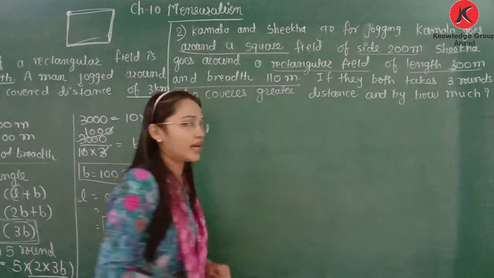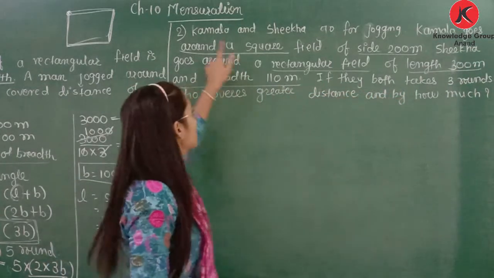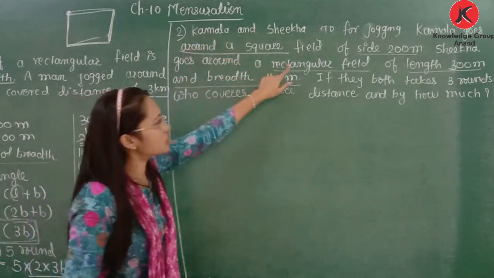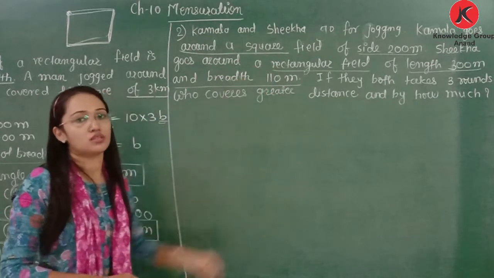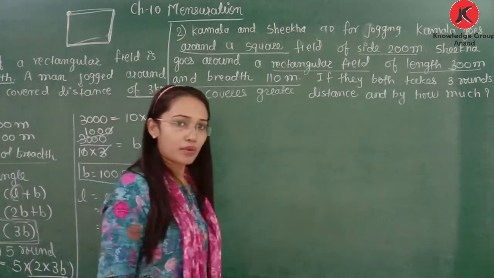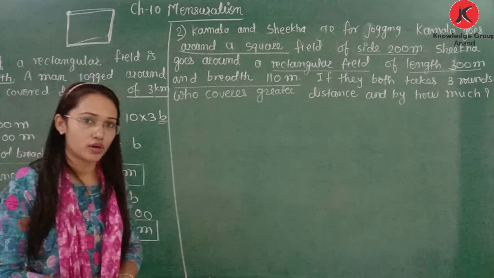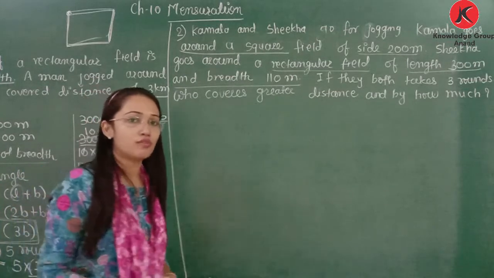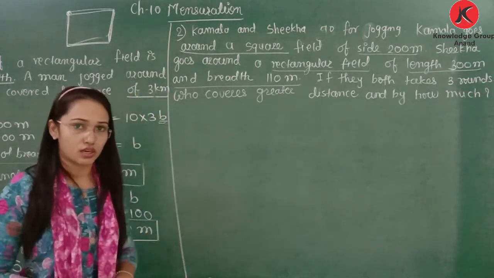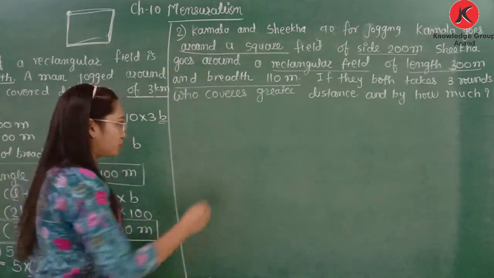If they both take 3 rounds, means Kamla in a square path takes 3 rounds and Shikha in a rectangular path takes 3 rounds. So for that we need to find distance covered by Kamla and distance covered by Shikha. And then we will compare who covered more distance and by how much. That we will find by subtracting the distance covered by Kamla and Shikha. So let's find first distance covered by Kamla.